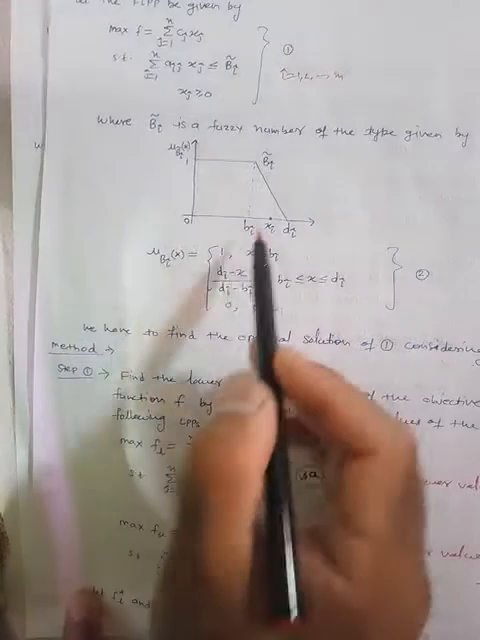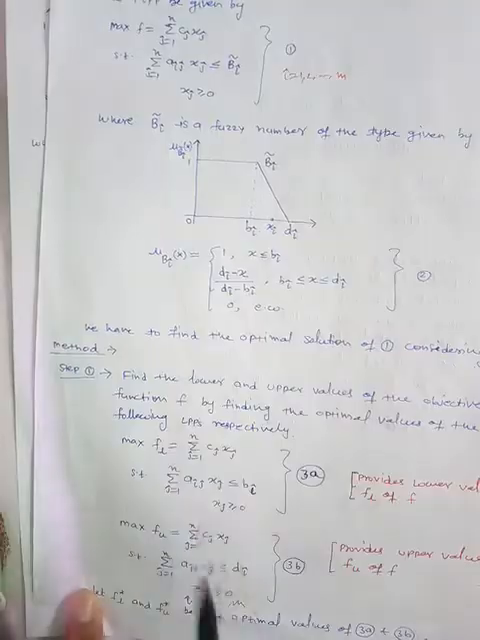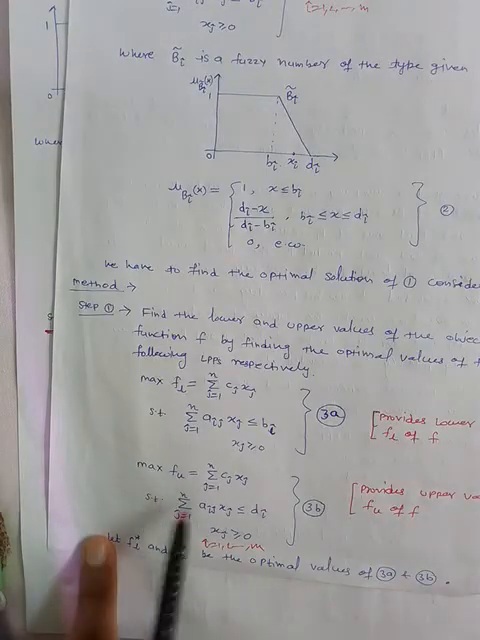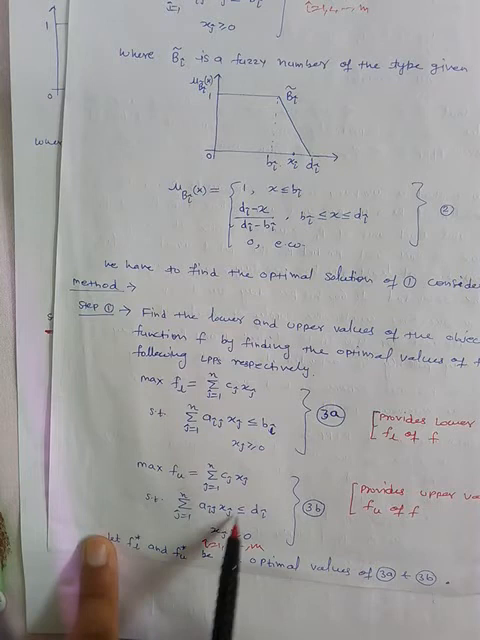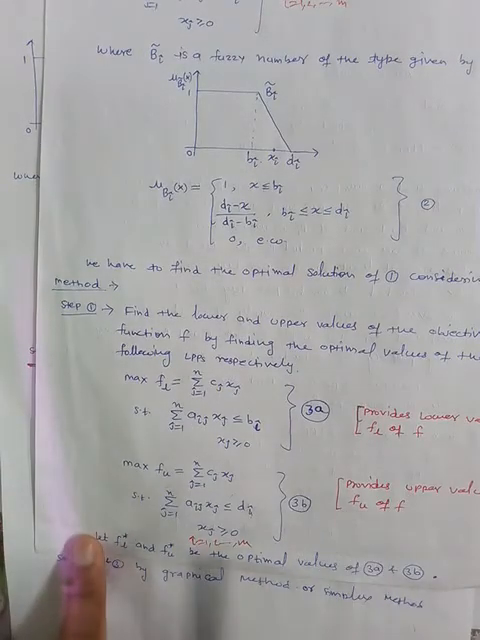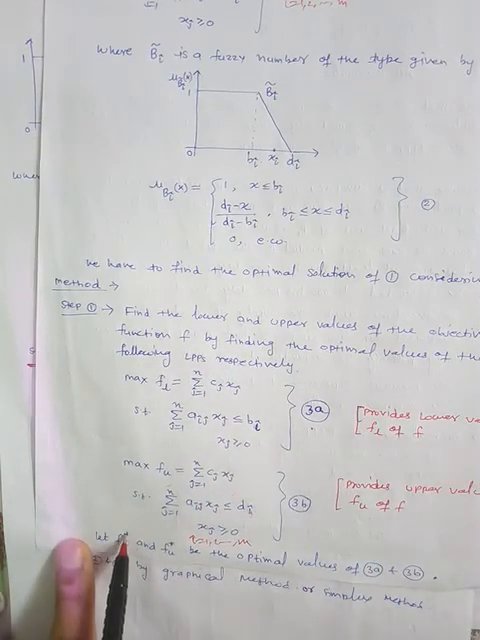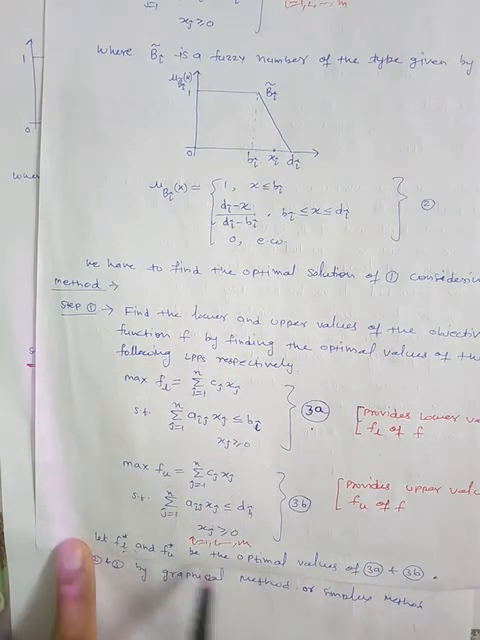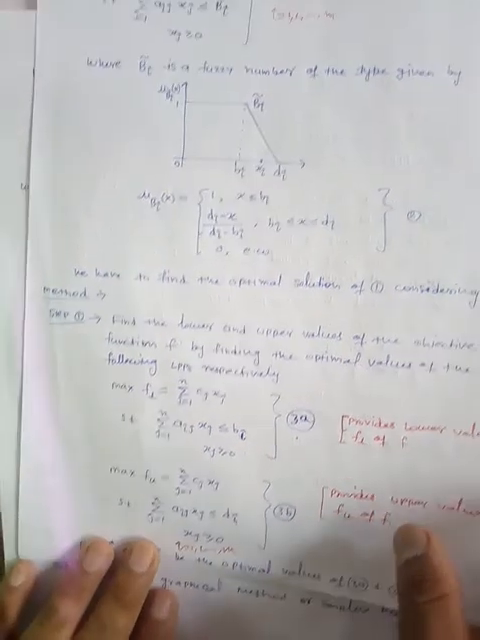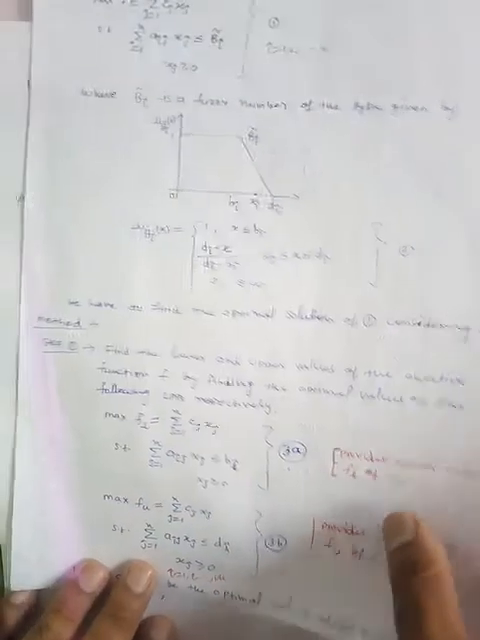Similarly, in place of bi we will consider di and then find the upper bound FU. The objective function is as it is and the constraints are the same, except that here we are using di, the upper value. So from 3a we will find FL star, and from 3b we will find FU star, the optimum values. To solve these two, we may use the simplex method or any other method, and if the problem is two-dimensional we may apply the graphical method.